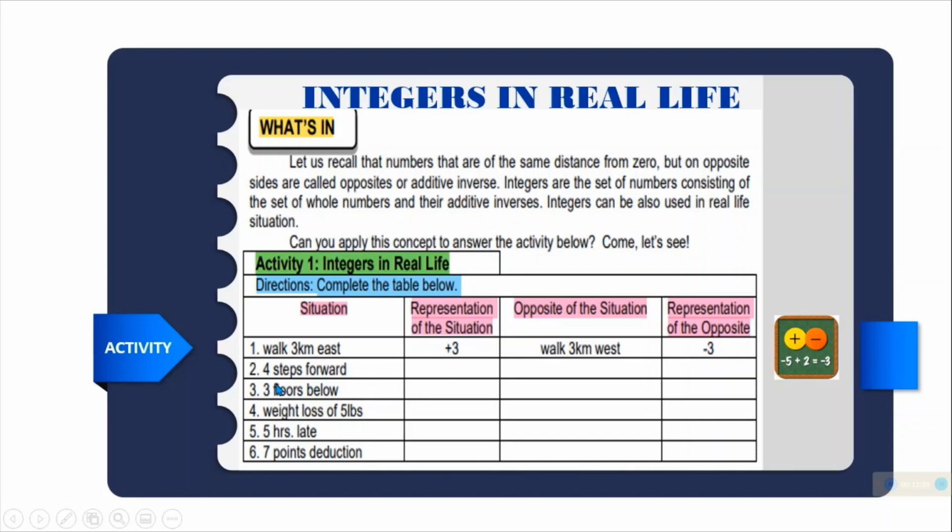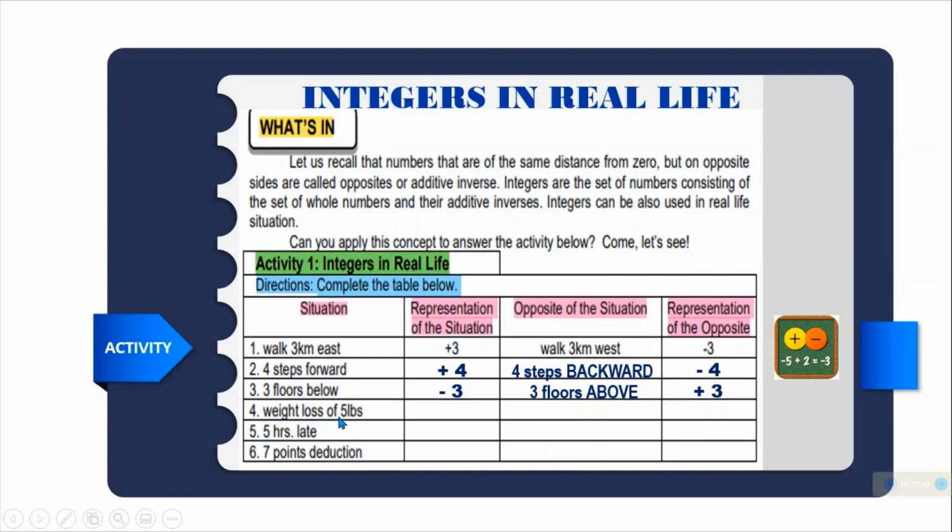How about number 2? 4 steps forward. So the representation for that situation is positive 4. And then the opposite of the situation is 4 steps backward. So the representation is negative 4. Number 3, 3 floors below. So the representation for that is negative 3. Then the opposite is 3 floors above. So the opposite of below is above. Since 3 floors above, the representation is positive.